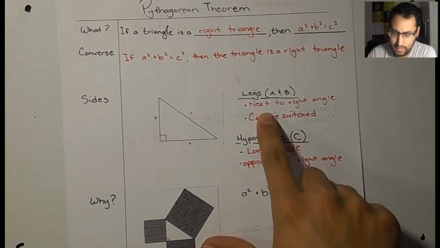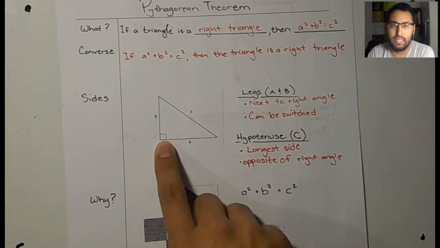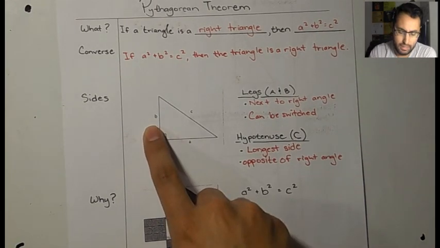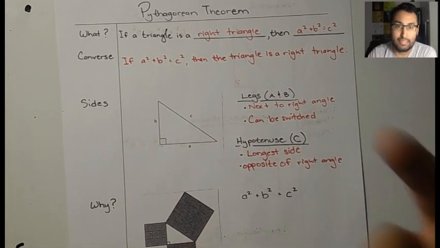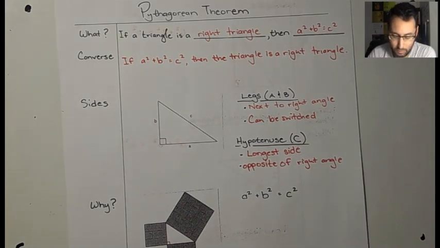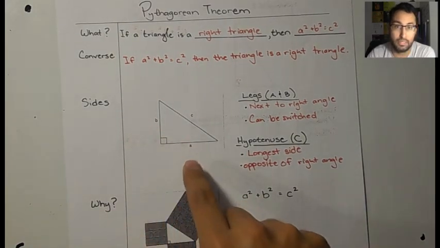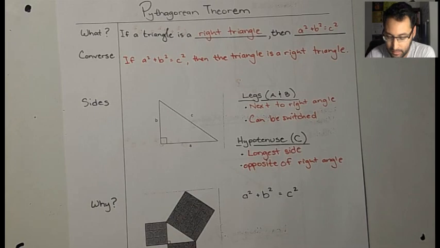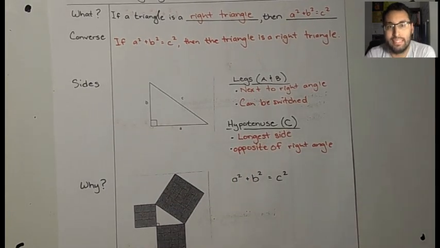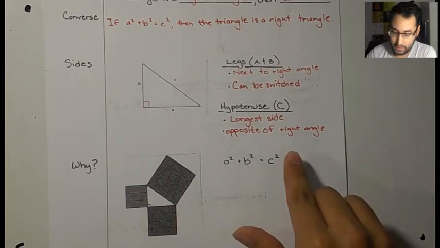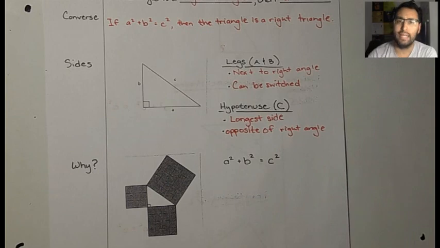Here, the legs are next to the right angle, so this is the right angle over here. It could be b and a, but these things can be switched. That's not really too important. I could put a here and b here. They're interchangeable. A new vocabulary term: what represents c in a right triangle is called the hypotenuse. It is always the longest side of a right triangle, and it's always opposite of the right angle.